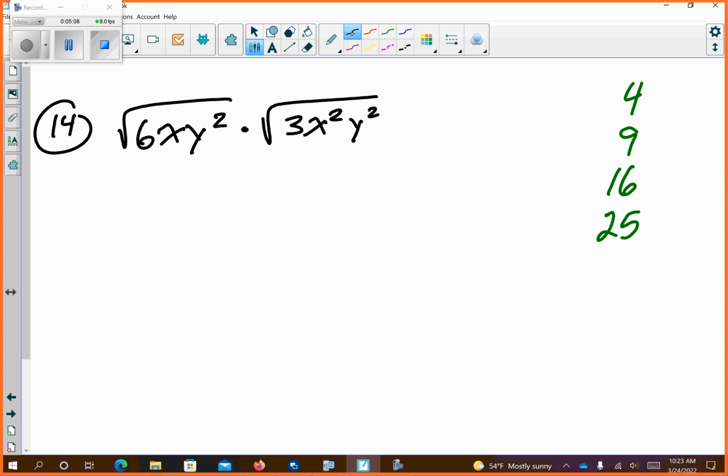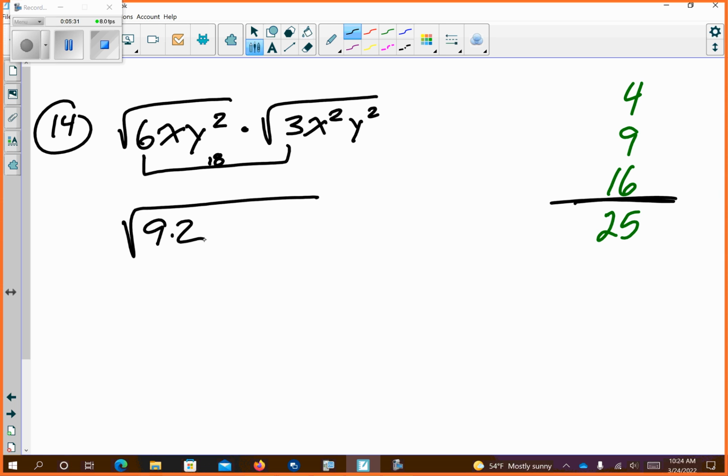So, what should we do first? I guess we could multiply the 6 and the 3 together to get 18. But 18 falls about right here, right? So which perfect square times another number would give me 18 as well? 9 and 2, good. Do you see that? So yeah, I agree. 6 times 3 is indeed 18.